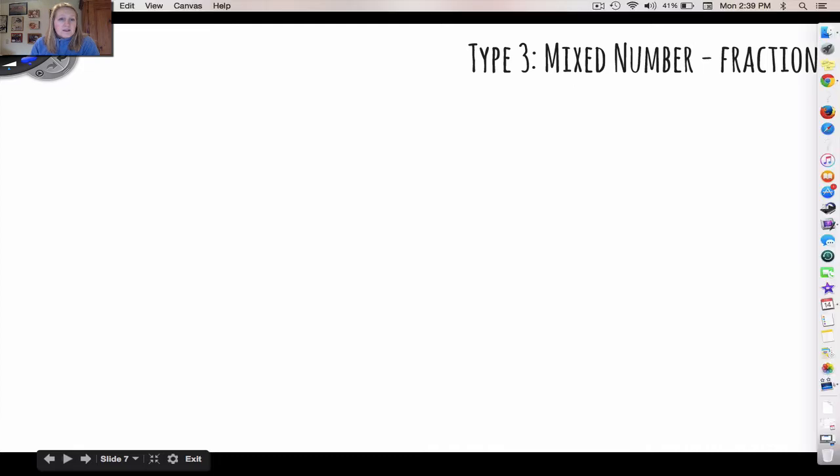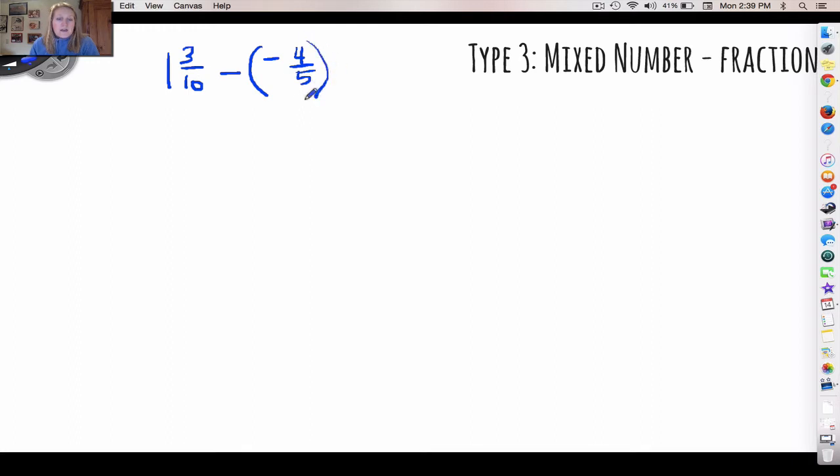Type 3 is going to ask us to look at a mixed number subtracting a fraction. In this example, we are going to have 1 and 3 tenths, and we are going to subtract a negative 4/5. First off, I'd like you to remember our whole scheme of keep, change, change. So we're actually being asked to add 1 3/10 to 4/5. And now it comes down to a pretty straightforward problem. We do need to find a nice least common denominator. We need to find a common denominator here.